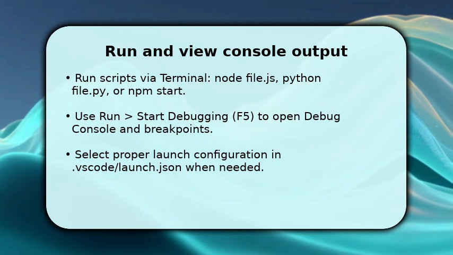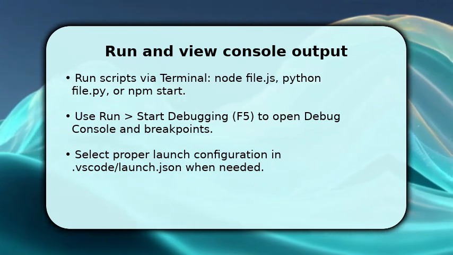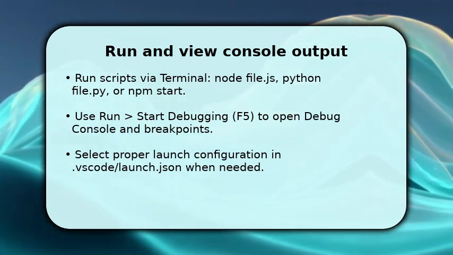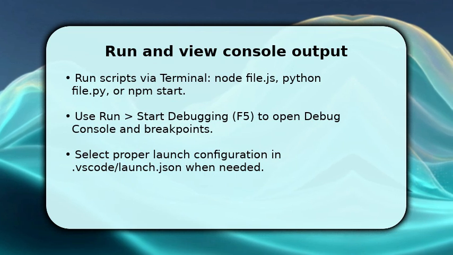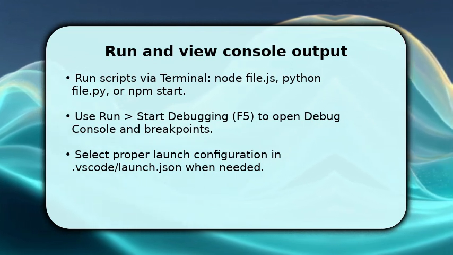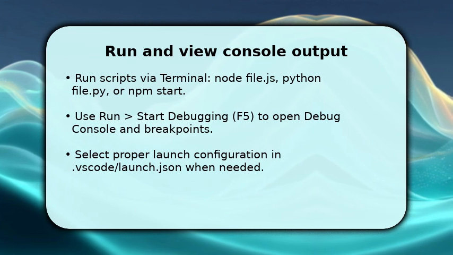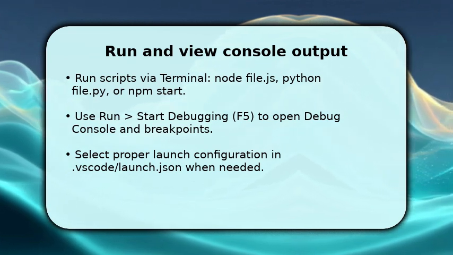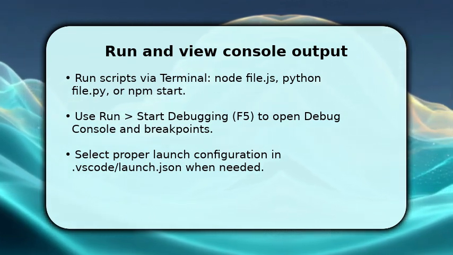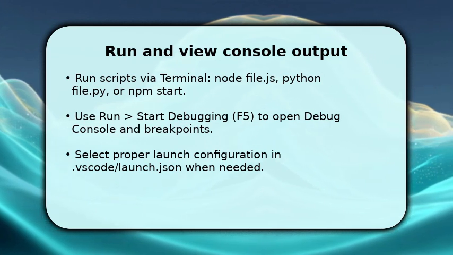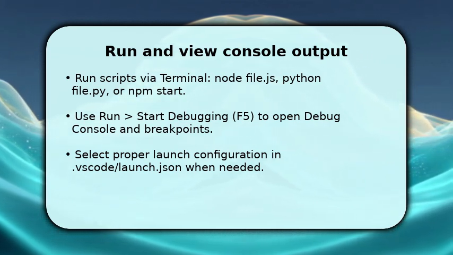Once you need step debugging, press F5 or choose Run > Start Debugging, which opens the debug console and attaches the debugger. Make sure to pick or create a launch configuration in .vscode/launch.json so breakpoints work. If output looks missing, switch between terminal and debug console to see which one captured your run.